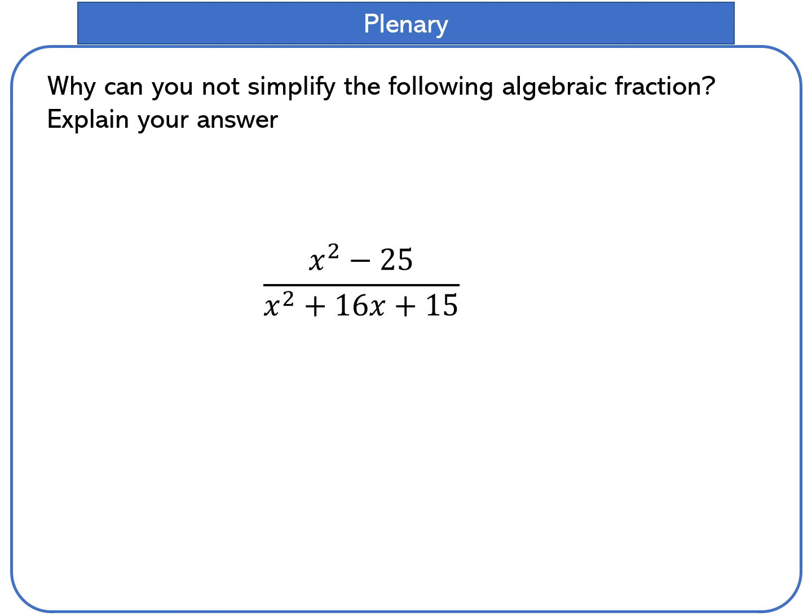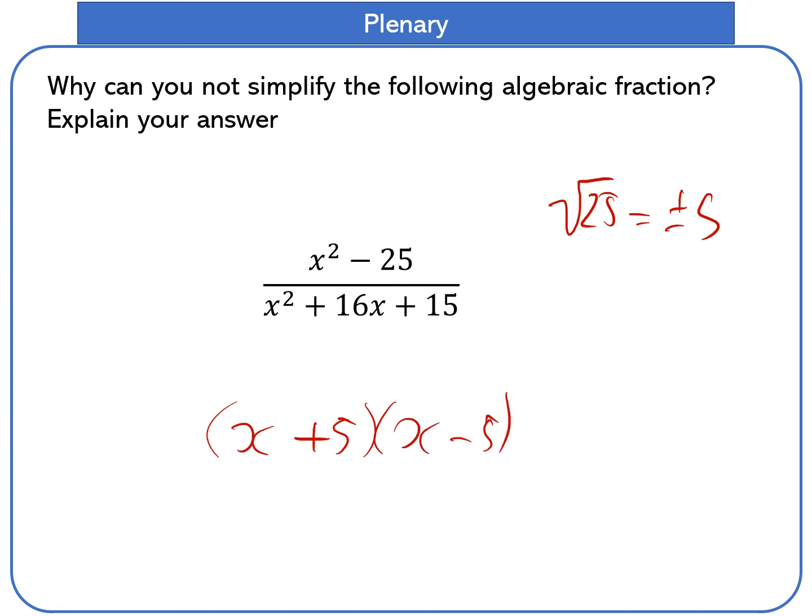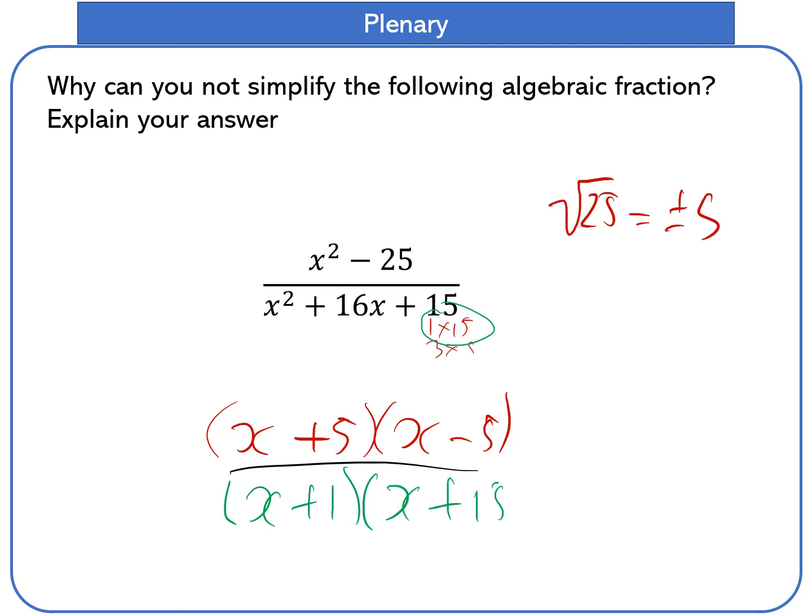So looking at the numerator, square root of 25 is plus minus 5. So I can factorise that. So we're going to have x plus 5 and x minus 5 for our numerator. And next job we need to work out the denominator. 1 times 15, 3 times 5 is going to be 1 and 15. So we've got x plus 1, x plus 15.